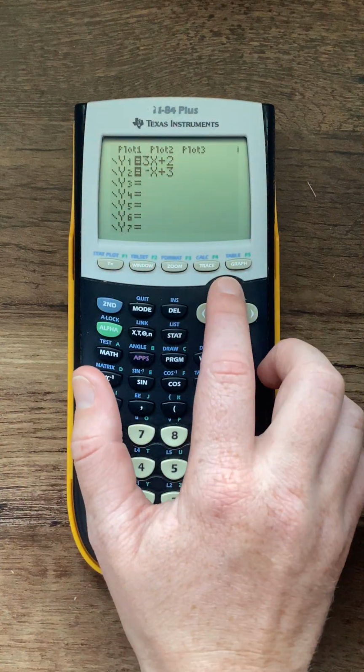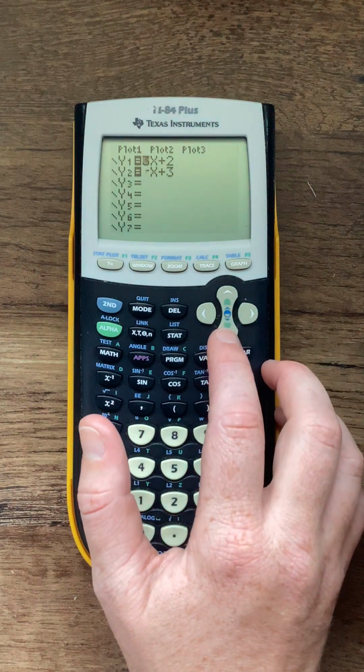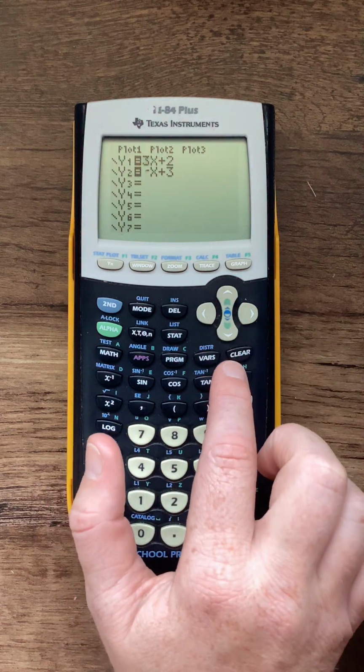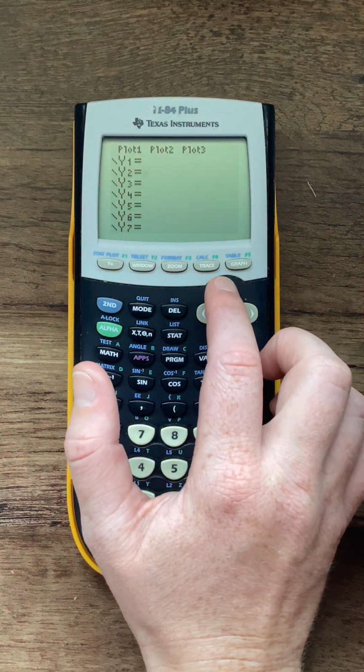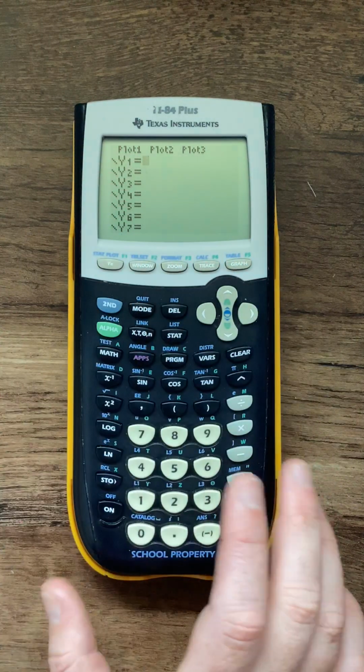All right, so what do we do if we want to clear a row? You just use those up and down arrows, right? You go to the row that you want to clear or that you want to input something into, and you hit this clear button right here, and it all goes away. If you are analyzing a function, make sure that all of these are cleared before you start working.